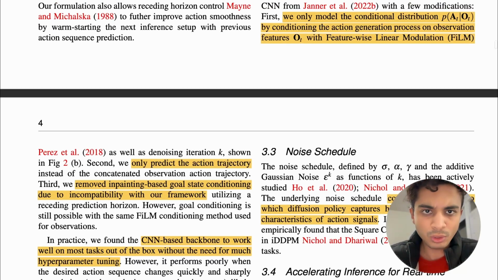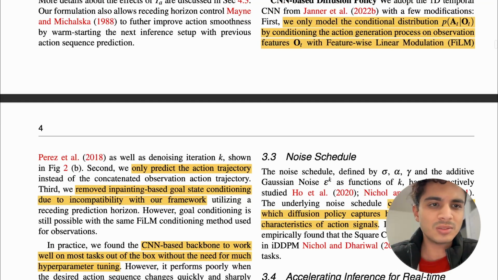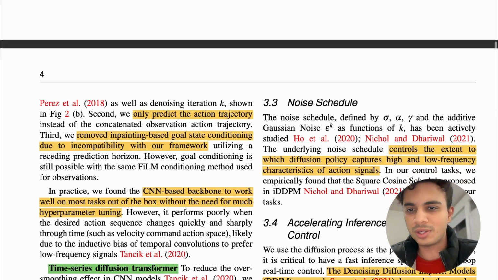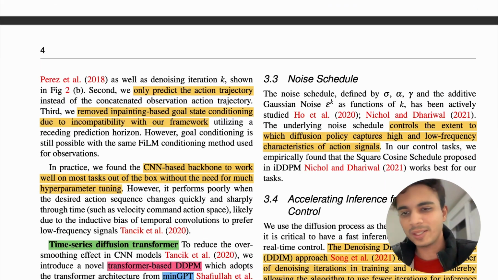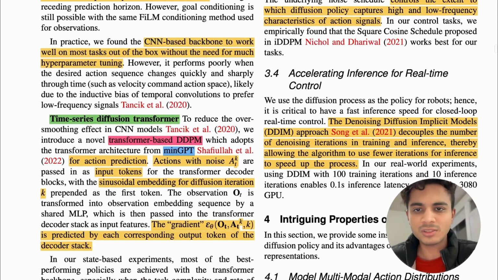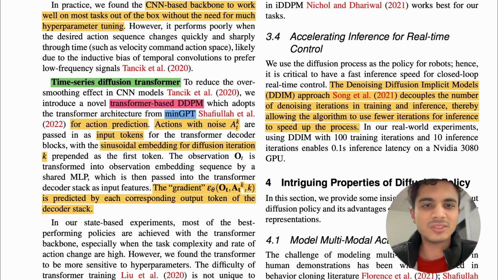So let's first talk about convolutional neural networks. What we do here is we only model the conditional distribution, the probability of action given observation at time step t, by conditioning the action generation process on the observation at time step t with FiLM, feature-wise linear modulation, as well as the denoising iteration. Okay, fine. Secondly, they only predict the action trajectory, nothing else. In practice, they have found that the CNN-based backbone framework will work in most cases without the need for much hyperparameter tuning. So that's good. There is some disclaimer here, like, however, but for now, let's assume that CNNs work just fine.